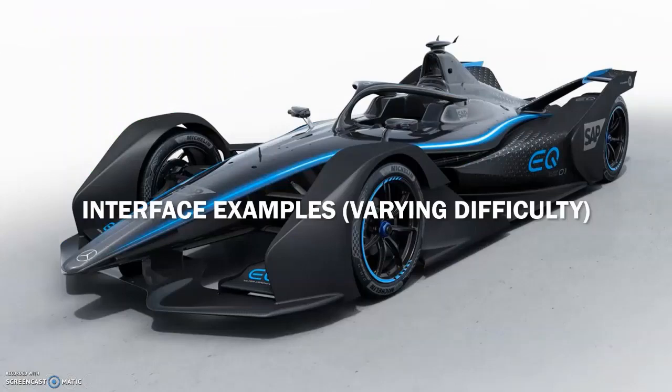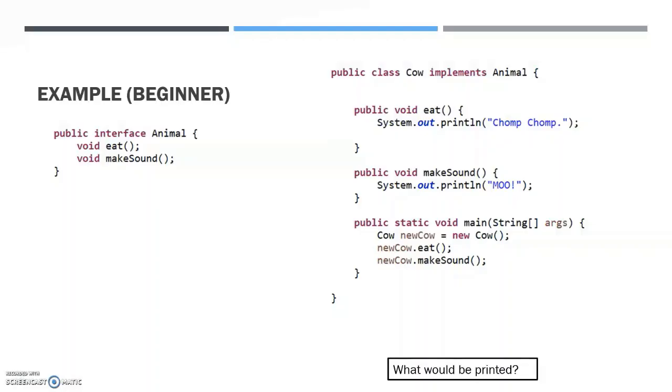Now we're going into the interface examples with varying difficulty. This is a basic beginner example of our interface. What will be printed as a result?